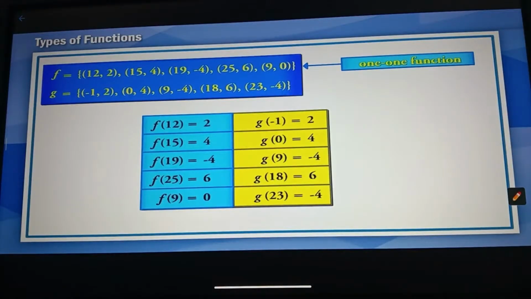However, in the second case, the image of 9 and 23 is minus 4. It means that g of 9 and g of 23 is equal to minus 4. Hence, the function g is not 1-1.